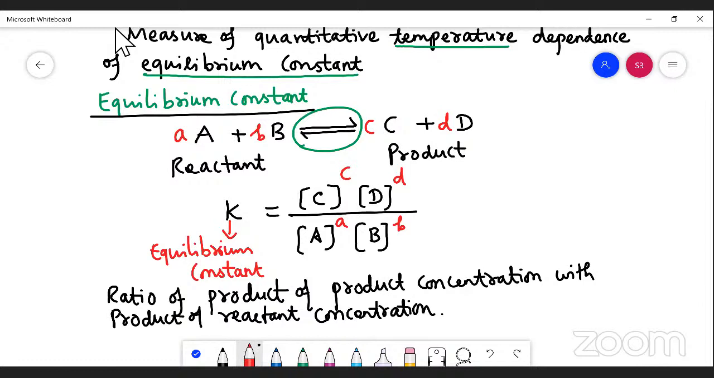Now, in this Van't Hoff equation, we are going to derive a relationship for the temperature dependence of an equilibrium constant. How the equilibrium constant depends on the temperature, that I am going to explain with the Van't Hoff equation. So shall we go with the Van't Hoff equation? Okay, so that is the explanation.